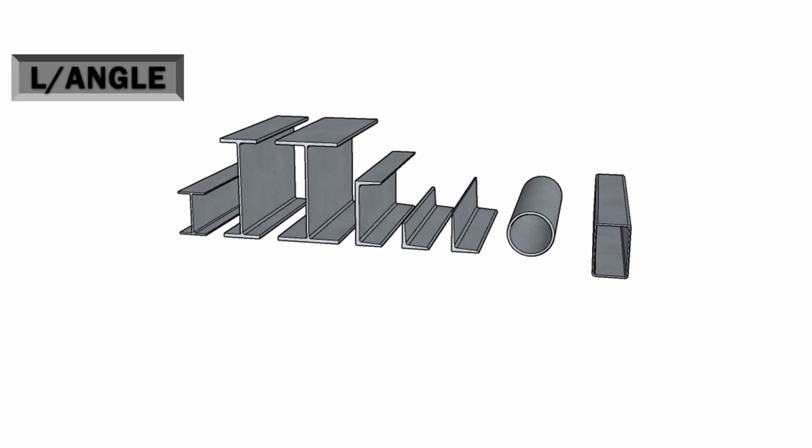L-beams, also known as angle beams, have an L-shaped cross-section. They are often used as secondary structural elements or braces in building frames and other applications requiring right angles.